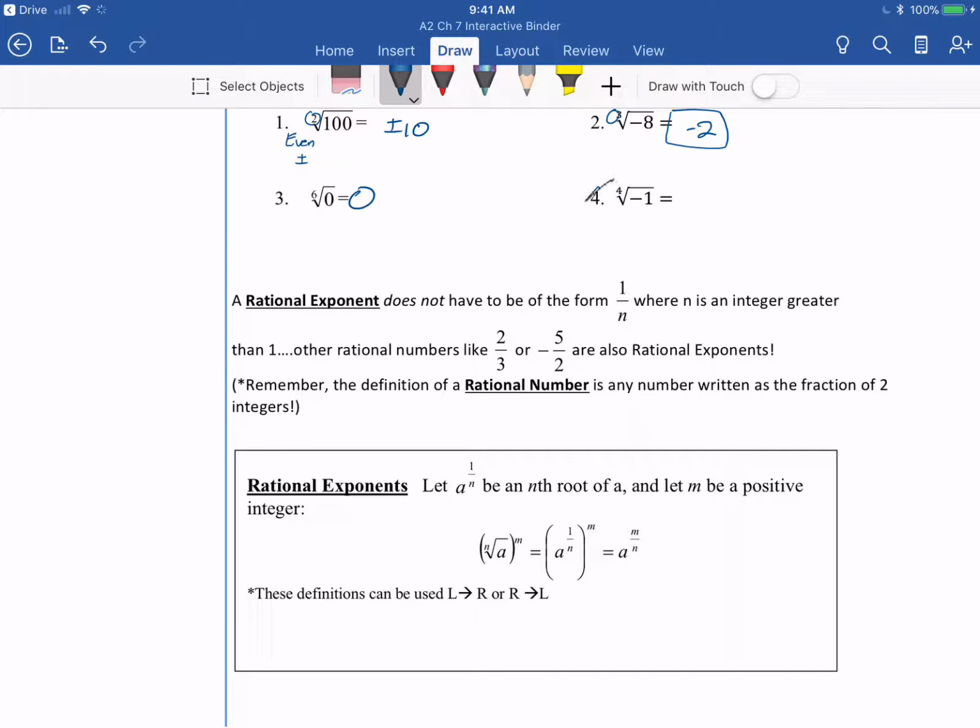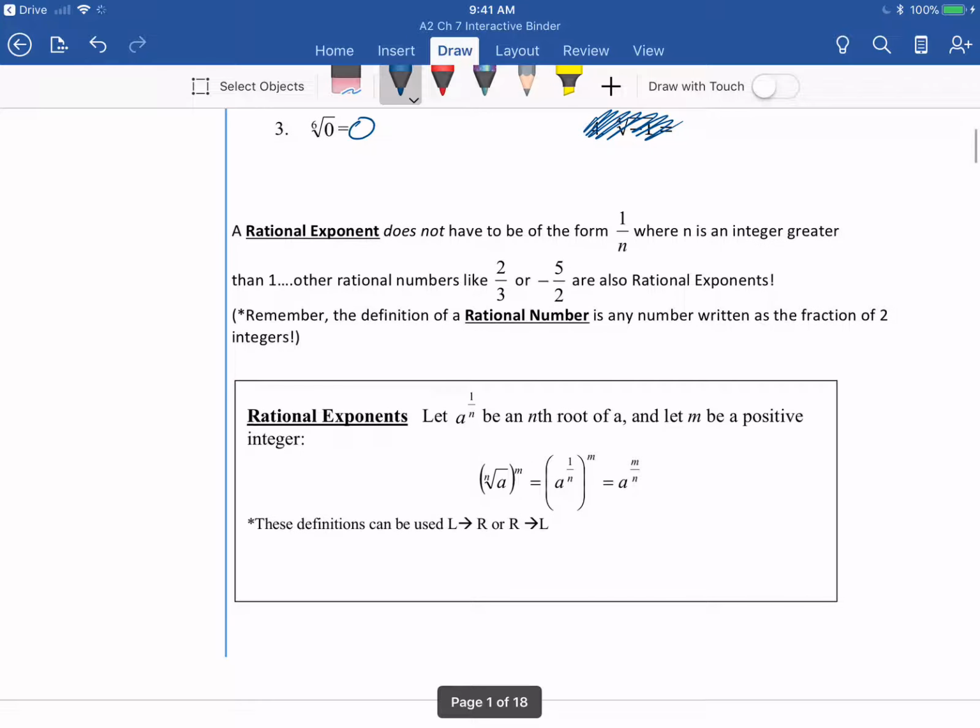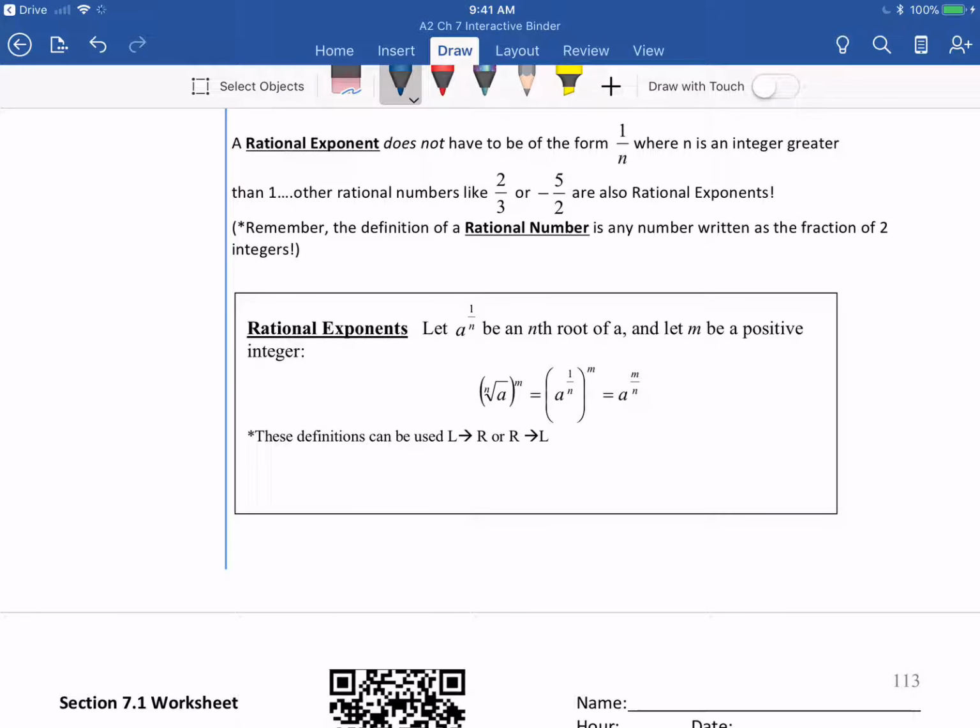Alright, don't worry about this fourth one. We're going to cross that one off for now. That gets into some imaginary stuff that we're not going to worry about right now. Alright, so please do me a favor here and highlight this in. Make sure that you highlight in the left side and then the right side as well.